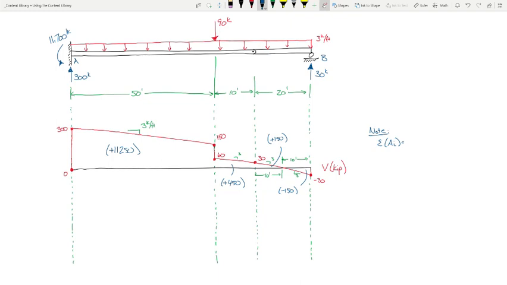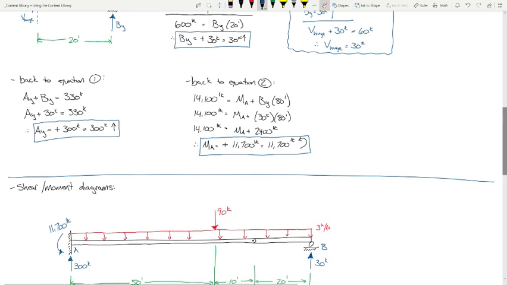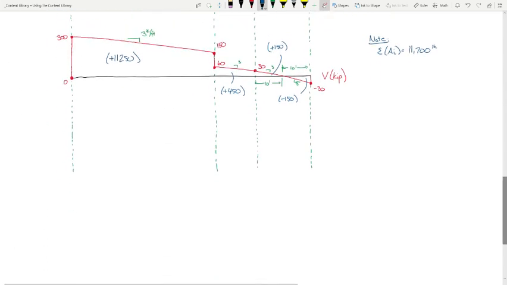So, interesting. Do we see that number anywhere? That's the reaction, right? That's the reaction at A. So that's how, when we construct our moment diagram, we're going to get back to 0, because we're going to have a sudden drop of 11,700 foot kips right there at A. So let's go ahead and do that. Now, let me drop that down a little bit. Okay, so I'm going to draw my guidelines down a little bit further so I can kind of see what's going on.